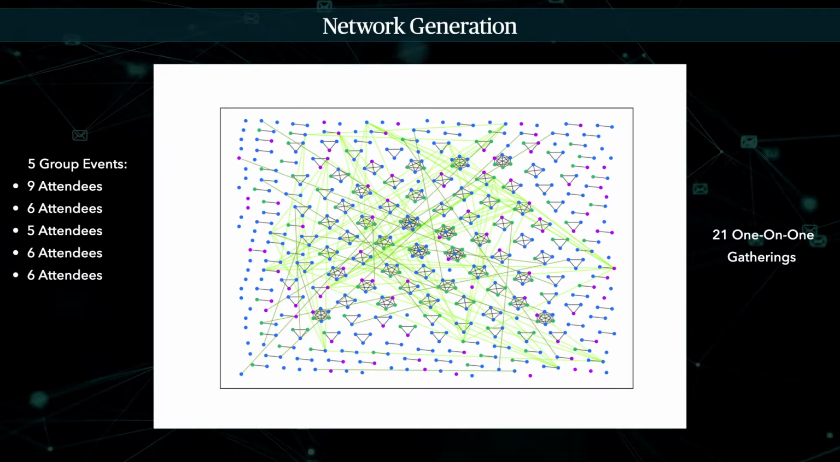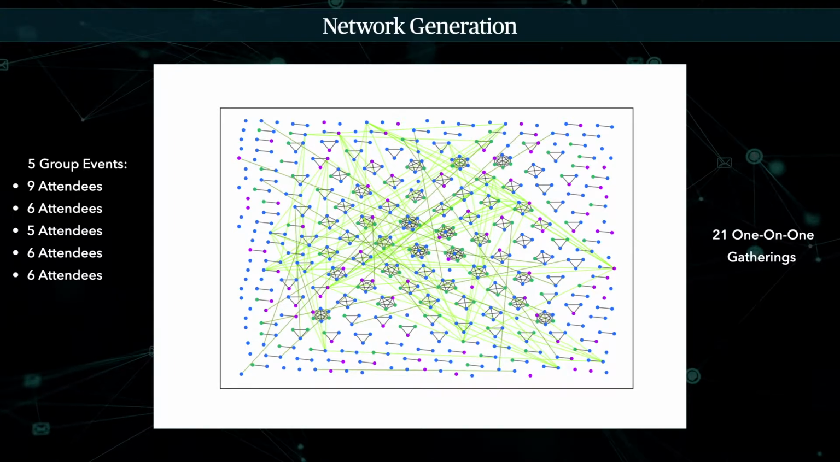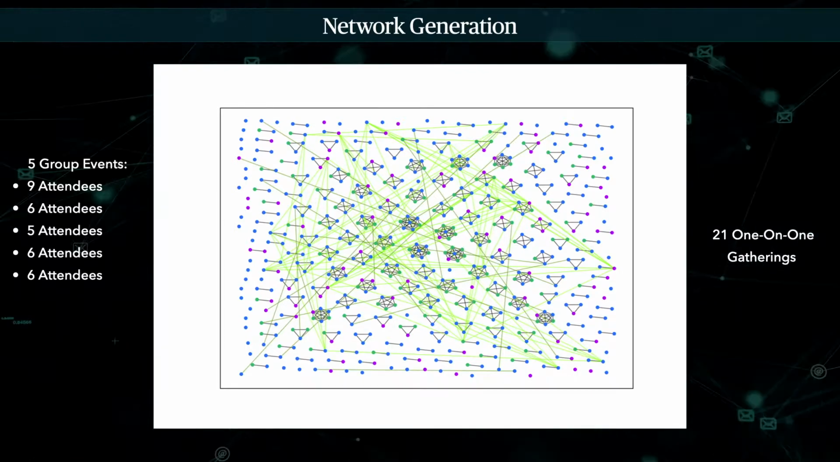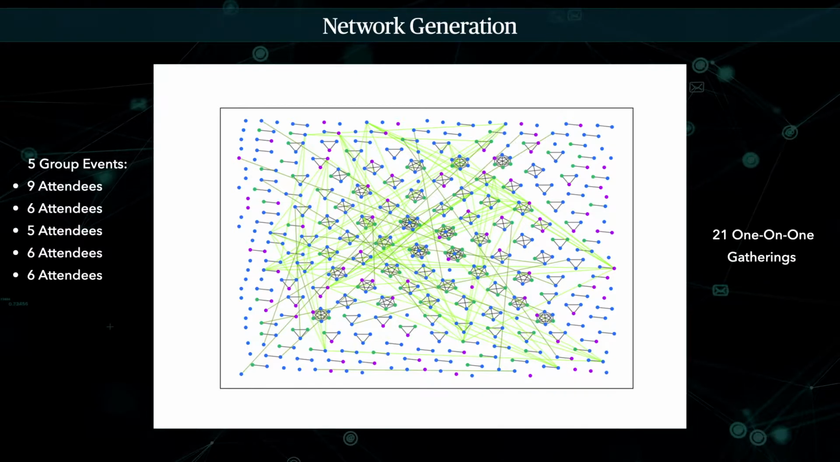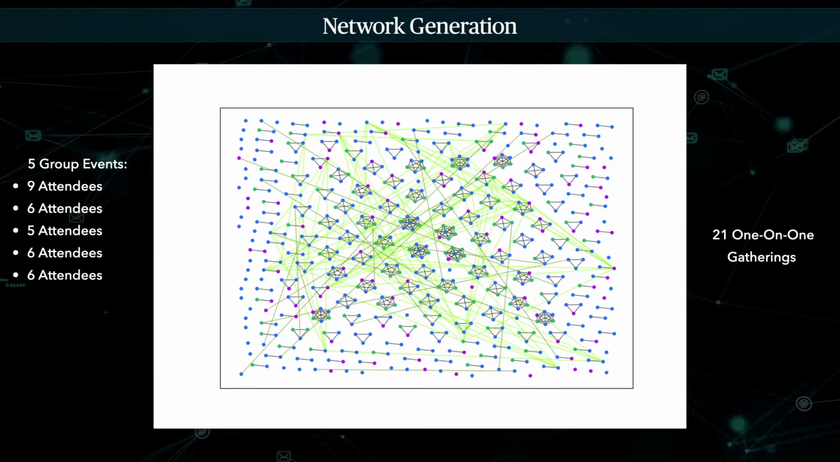Next, we can see social gatherings, of which we have 2 kinds: group events, shown in light green, and one-on-one meetups, shown in dark green. For each simulation run, we can change the percentage of people who are willing to participate in the social gatherings of both kinds. This group then remains fixed throughout the run.